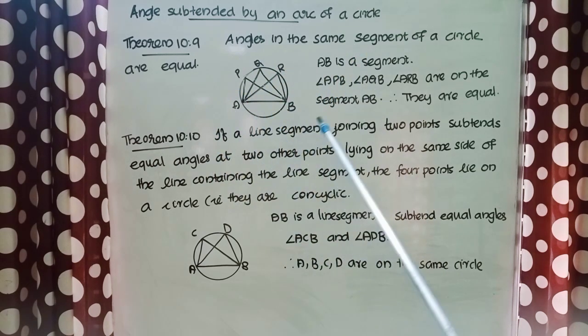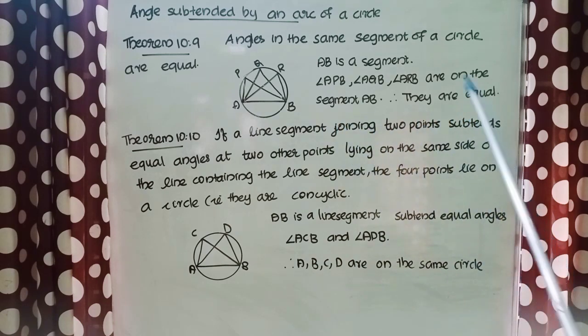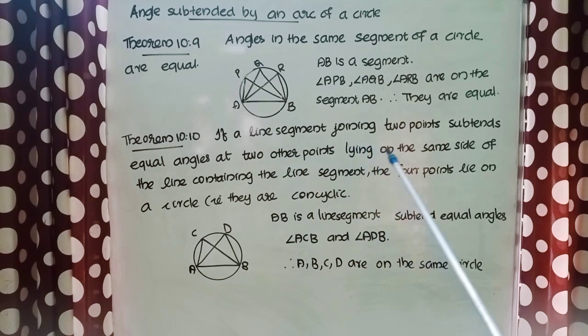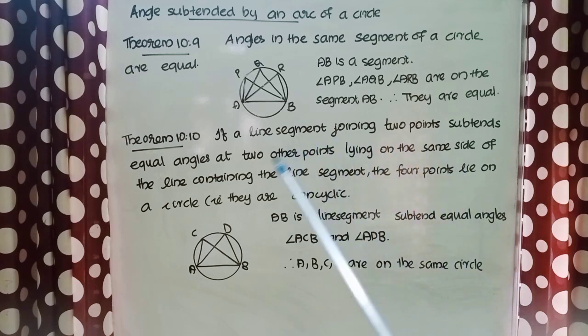Next theorem: if a line segment joining two points subtends equal angles at two other points lying on the same side of the line containing the line segment, the 4 points lie on a circle, that is they are concycle. That means a line segment, here you can see AB is a line segment. Line segment is subtending two equal angles. Here you can see two angles, angle ACB and angle ADB. Then the theorem states that if that two angles are equal, then this point A, B, C and D, they are lying on the same circle.